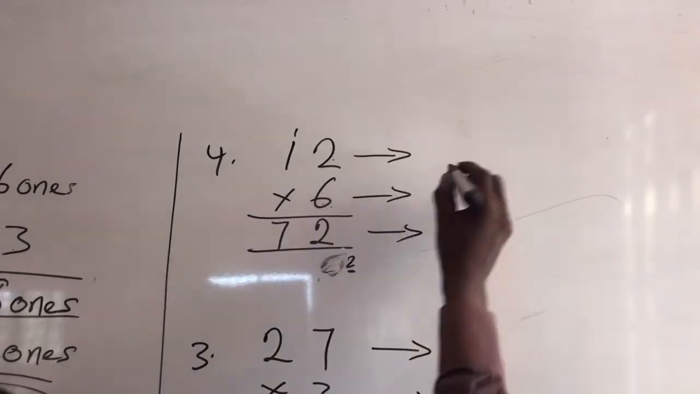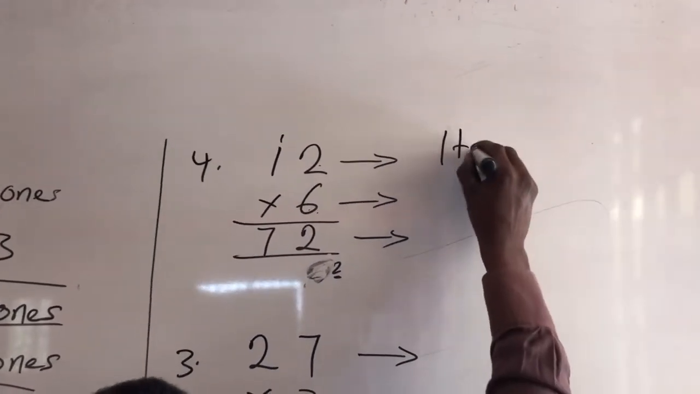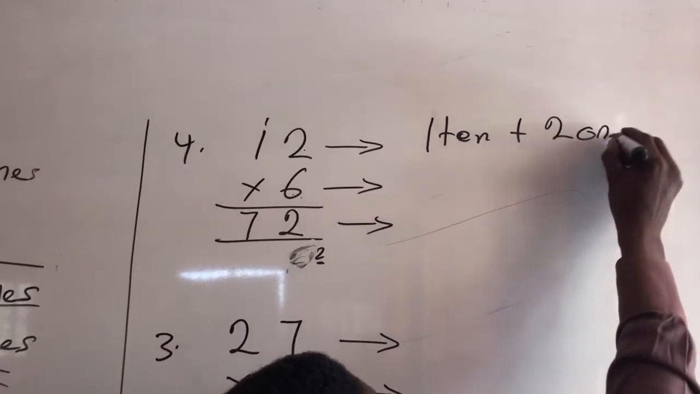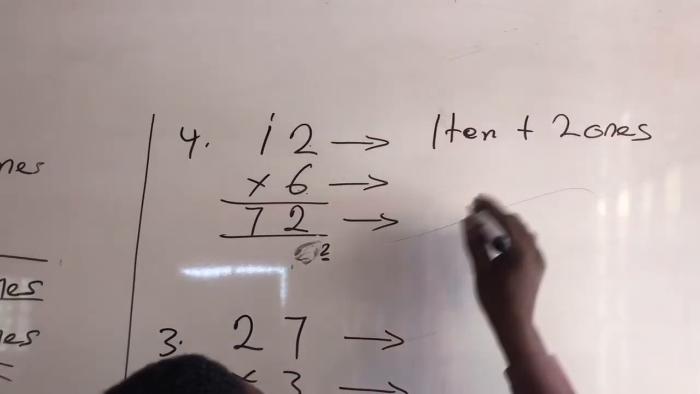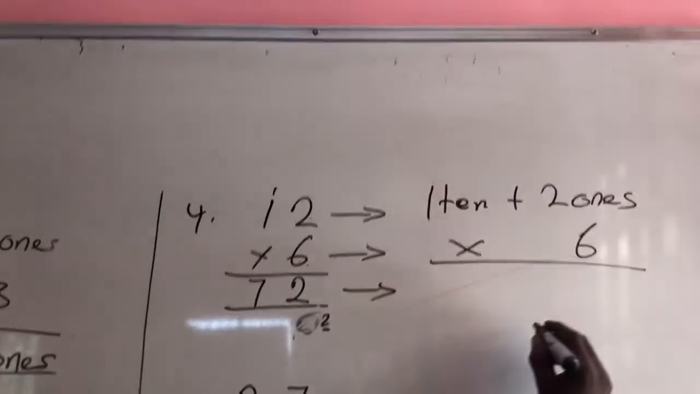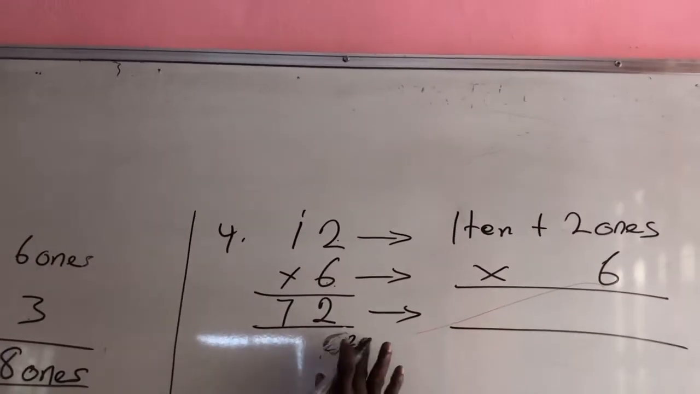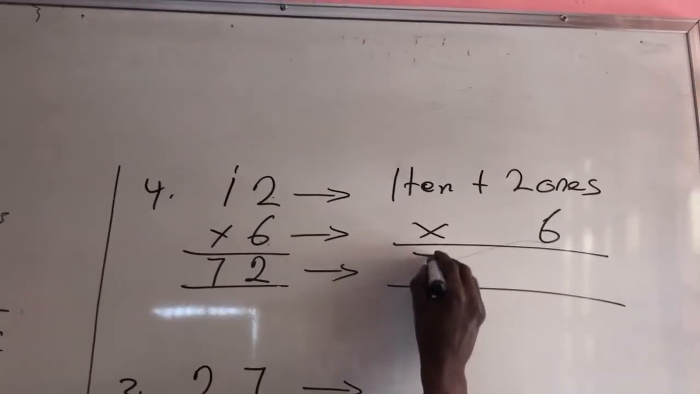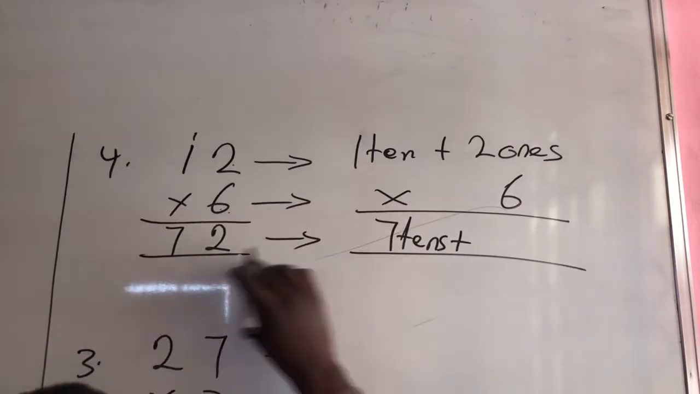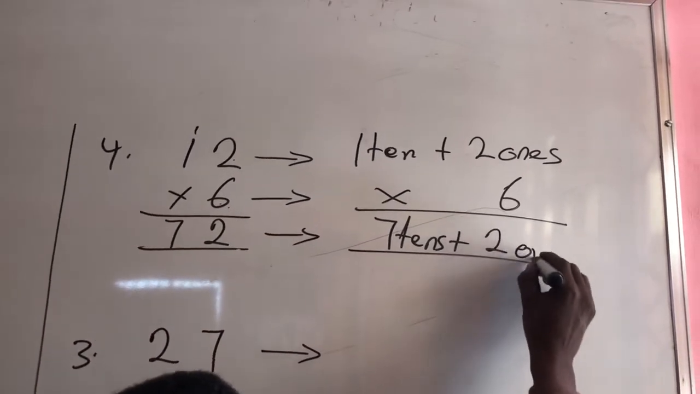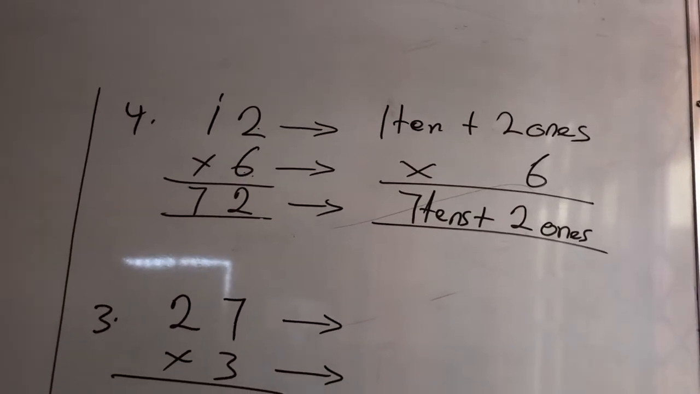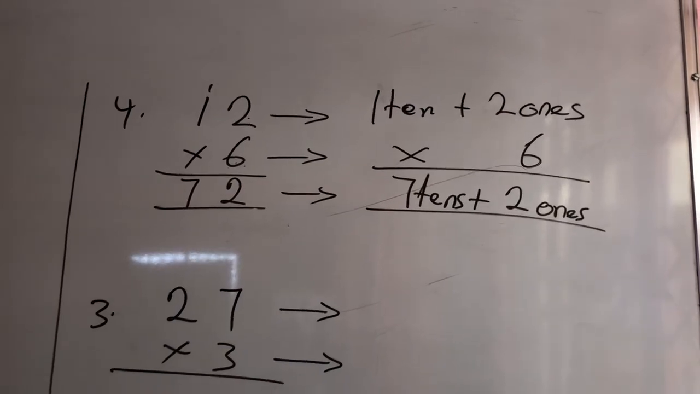After that, regroup. You have 110 plus 2 ones. Then the other one you multiply by 6. The final answer here, you can express it like 7 tens plus 2 ones. Look at it.